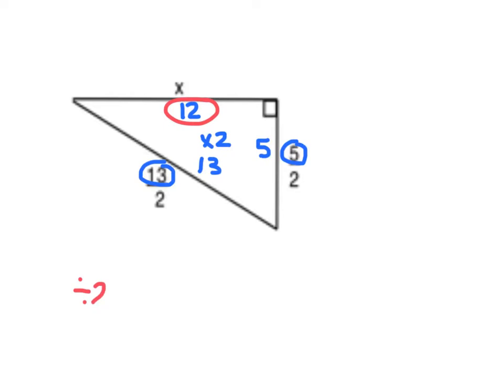But I need to make sure that I go back out and divide by 2. In other words, this answer is just going to be 12 over 2, 5 over 2, 13 over 2. It's a 5, 12, 13. Don't forget, guys, 12 over 2 is 6. So, in this case, x is 6.